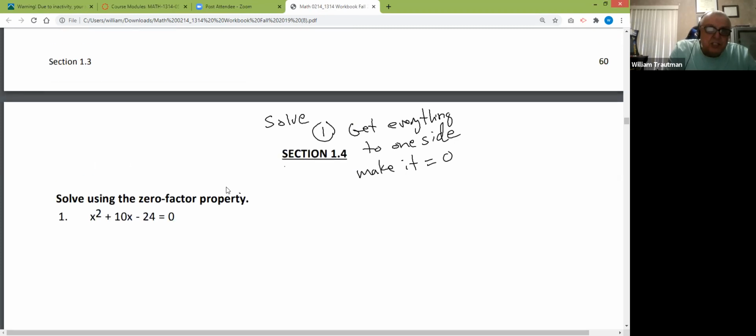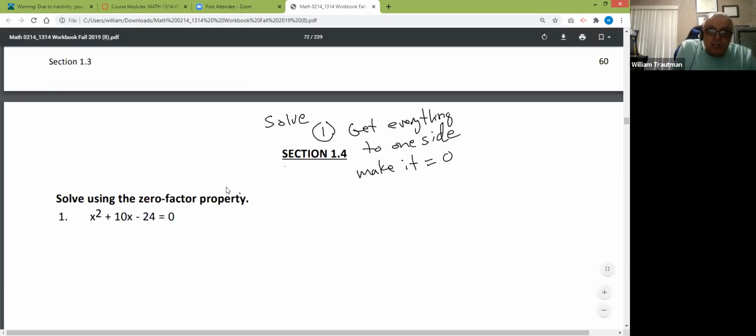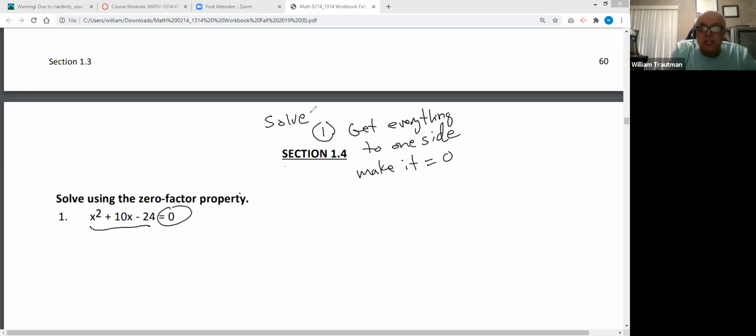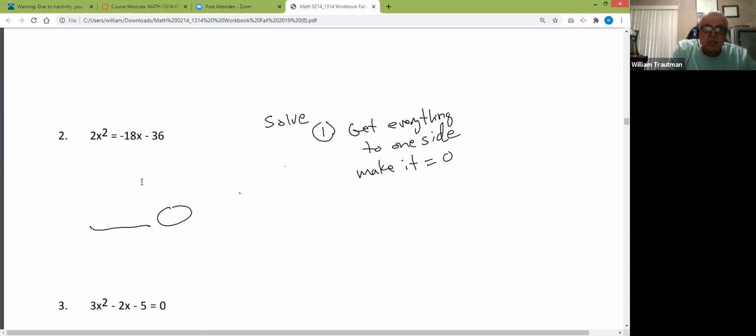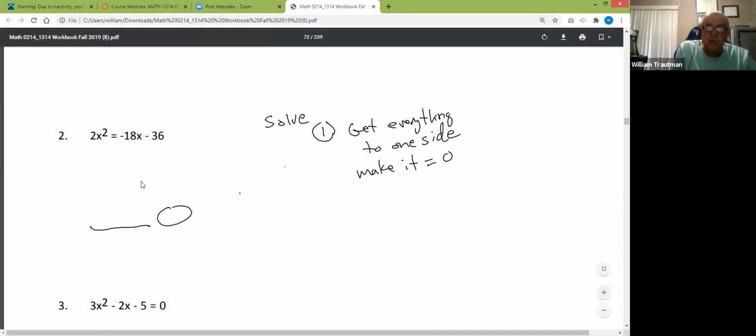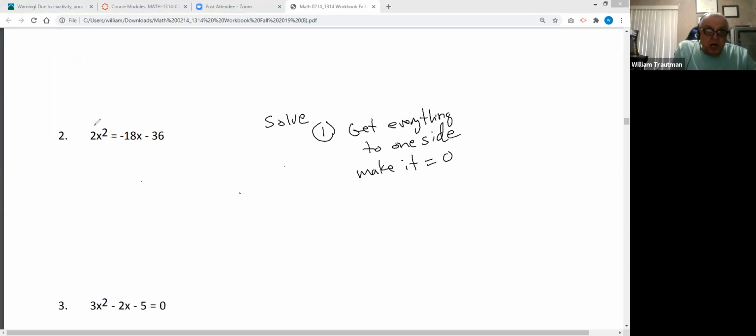Do you see everything is on one side on the top and it's equal to 0. So that's what we want to do with the bottom one, number 2. And the x squared has to be positive, so I need to take this over and this over.